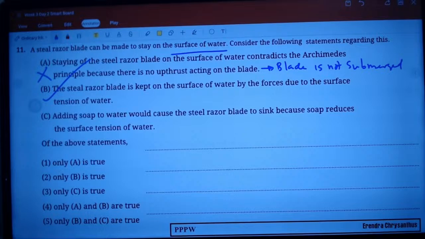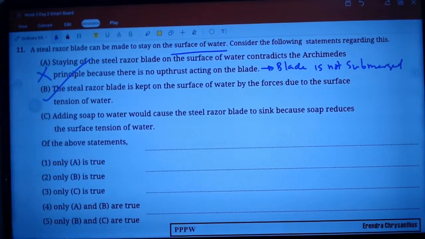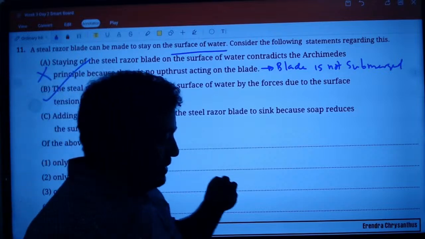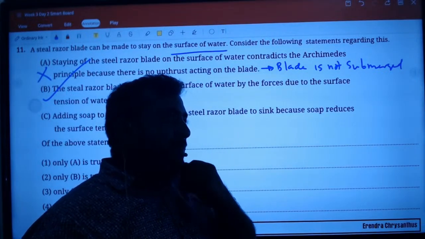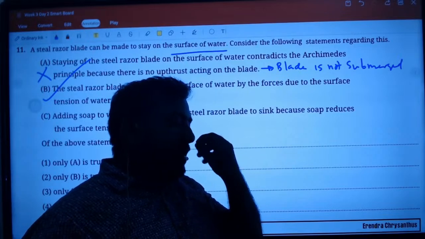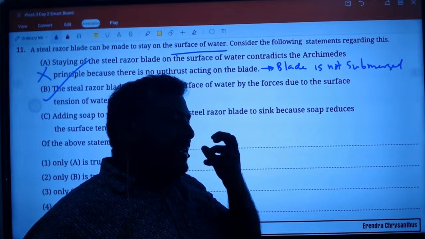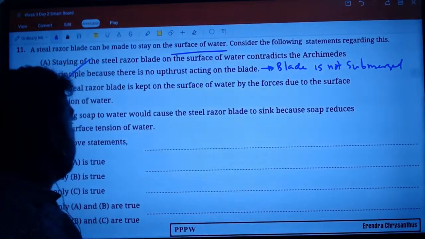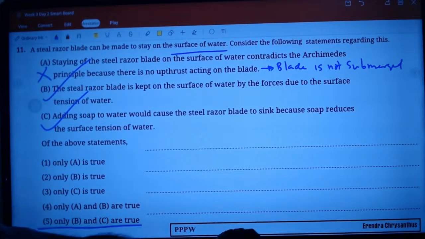Adding soap to water, what happens? When you add soap to water, surface tension will what? Reduce. So if you add soap, you are reducing surface tension. Now, when you put detergent powder and wash your clothes, what's happening? The powder will reduce the surface tension effect, easily removing the dirt. Okay. So, B and C correct, answer number 5.